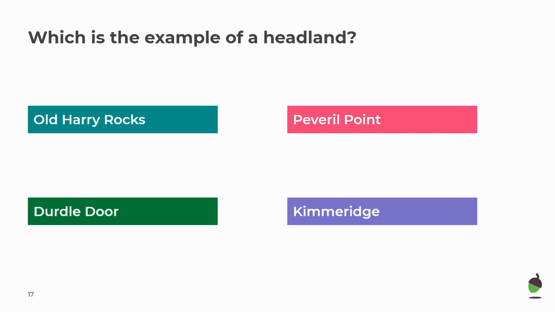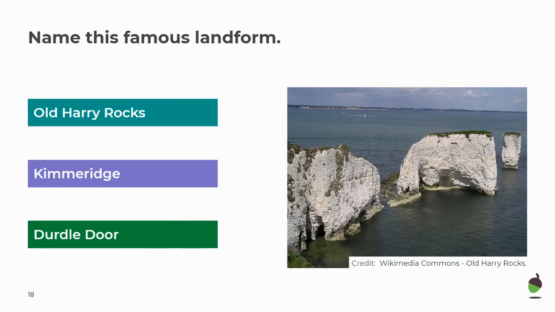Which is our example of a headland? Tricky one. 3, 2, 1. It is Peveril Point. And bonus marks now if you can tell me what the other one is. Tell me. Ballard Point. So Swanage Bay is between Peveril Point and Ballard Point.